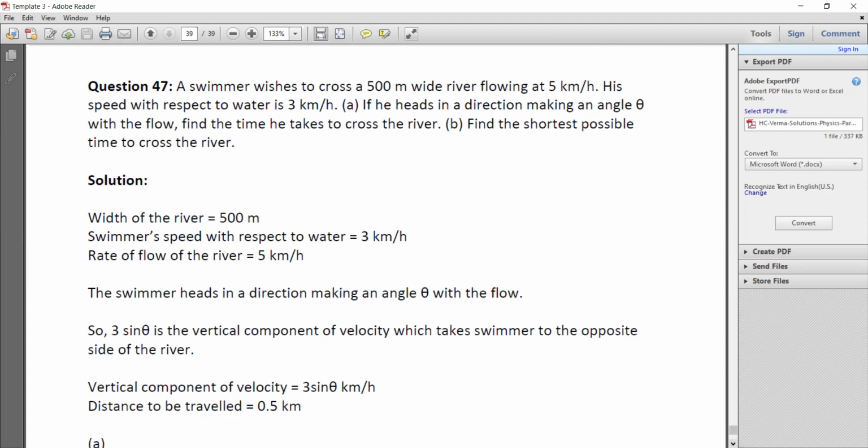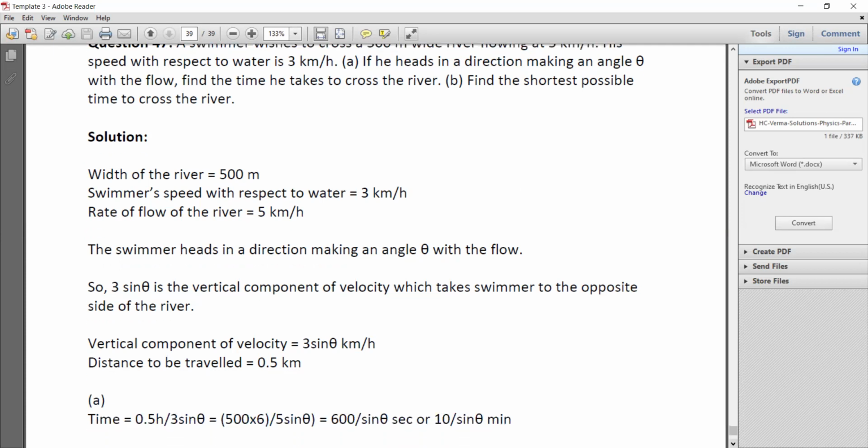Question 47. A swimmer wishes to cross a 500 meters wide river flowing at 5 kilometers per hour. His speed with respect to water is 3 kilometers per hour. A. If he heads in a direction making an angle theta with the flow, find the time he takes to cross the river. B. Find the shortest possible time to cross the river.